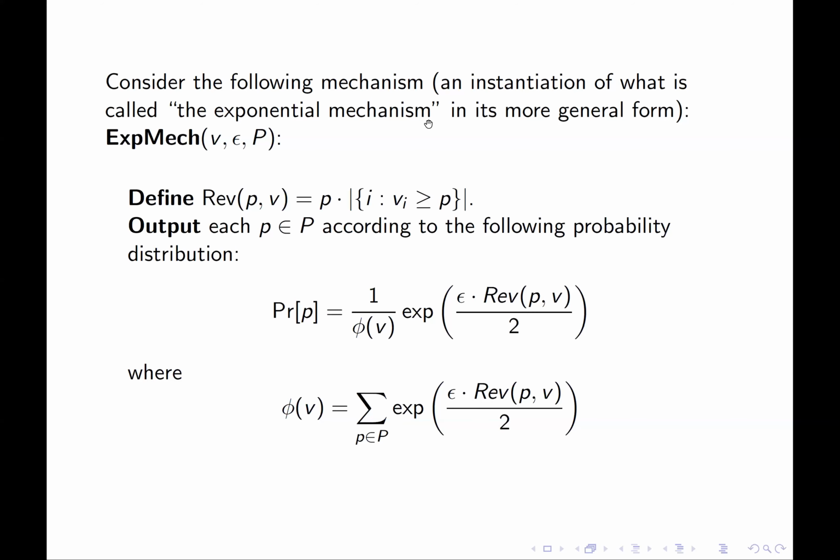So does that make sense? We're just defining a probability distribution here as a function of the revenue of a price. Basically, we're going to randomly output a price, and the probability that we output a price will grow in proportion to the exponential of the revenue obtained by that price. So we're pretty aggressively upweighting high revenue prices and downweighting low revenue prices. So does this make sense?